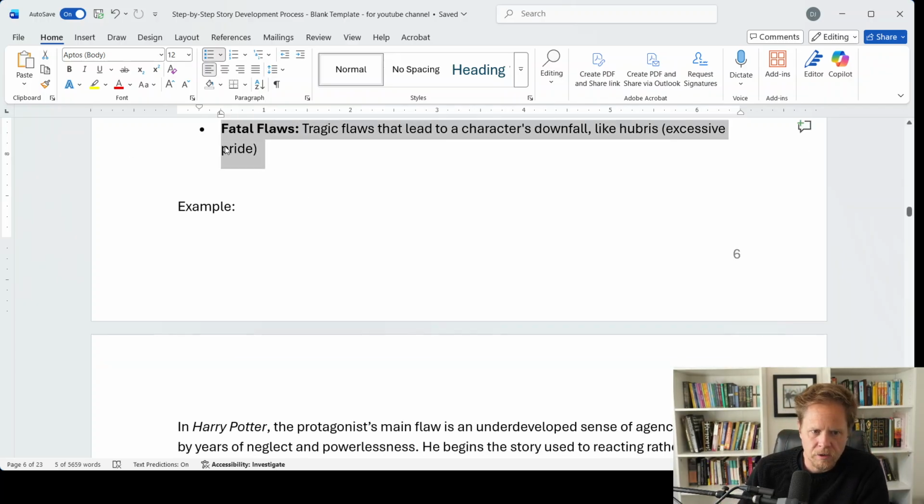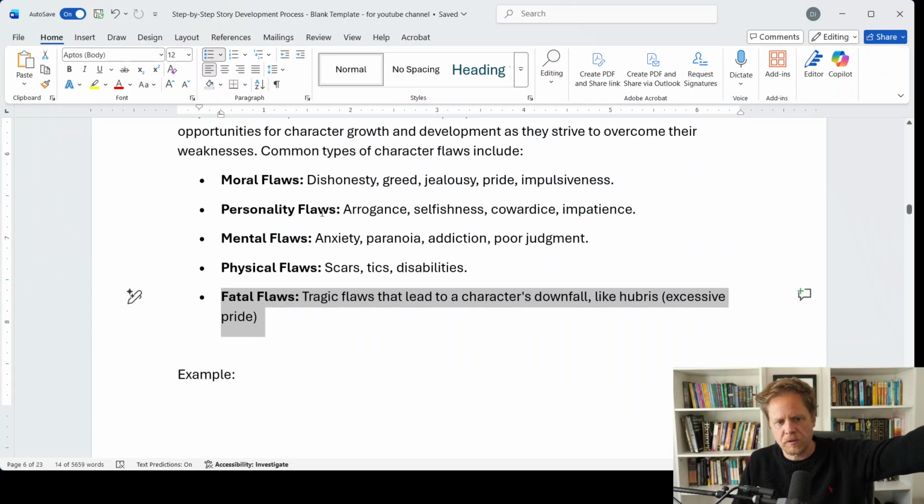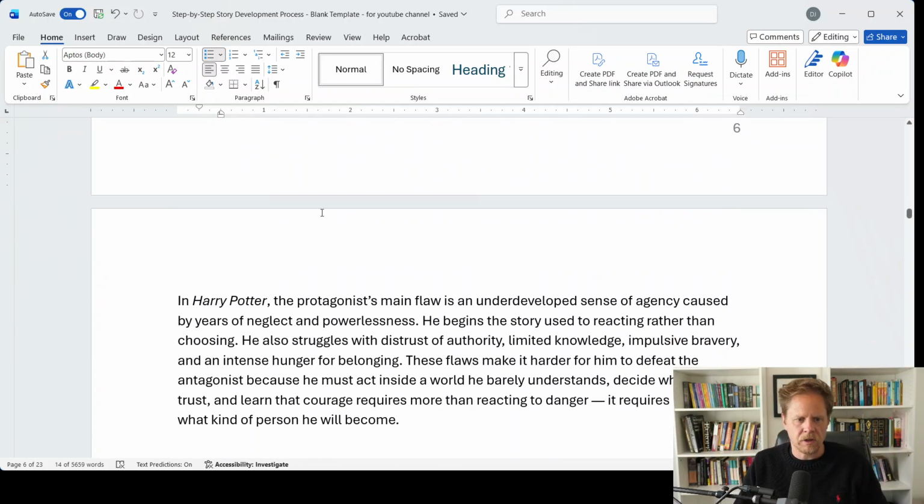You can also give your character fatal flaws, tragic flaws that lead to a character's downfall, like hubris, excessive pride, etc. Okay, so those are some of the types of character flaws you can choose. Now let's look at an example.